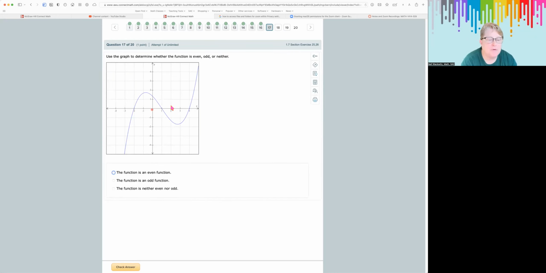Okay, is this graph even? If it's even, we can fold it along the y-axis and it will match. It looks like it does not. If it's odd, that means it's symmetric with respect to the origin. So twice folding, and I can see it's not going to match. So it's going to be neither.